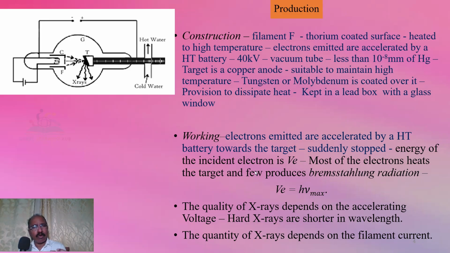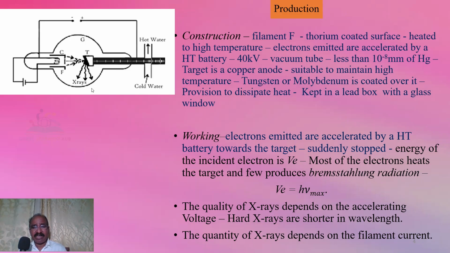And there are the quality of the X-ray and the quantity of the X-rays. The quality of the X-ray depends upon the accelerating voltage. When the accelerating voltage increases, the energy of the electron also increases. Therefore, the quality is determined by the voltage that we are supplying, and these X-rays are called hard X-rays because the energy is very high. Therefore, they will have very short wavelength.